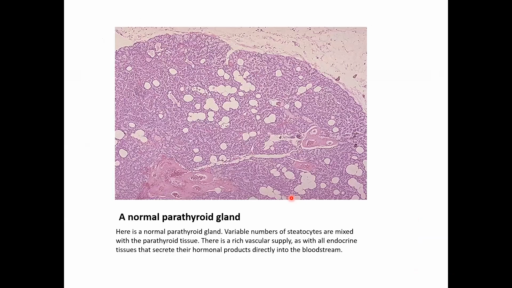For the parathyroid, as you remember, this is the normal structure of the parathyroid gland. It consists of chief cells, oxyphil cells in between, and fat vacuoles. You see all these rounded big spaces? These are adipocytes, fat cells.